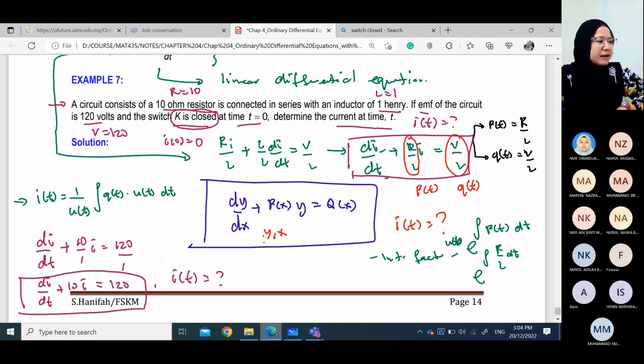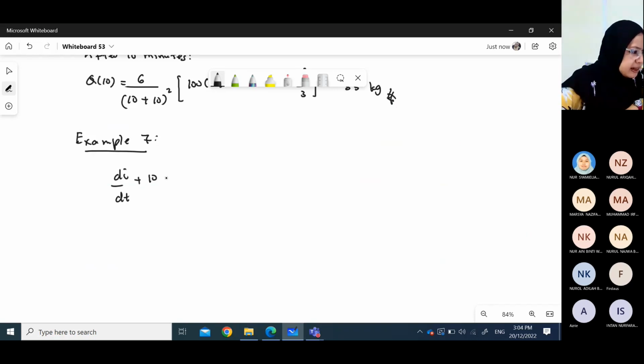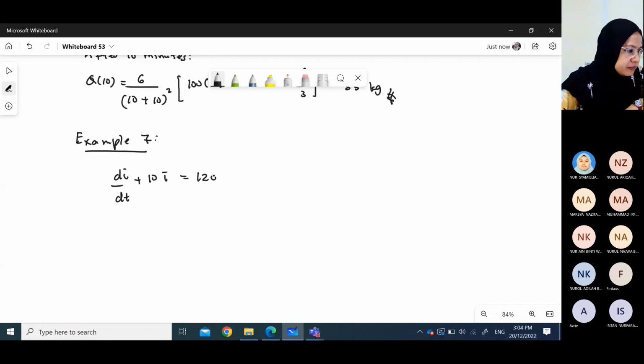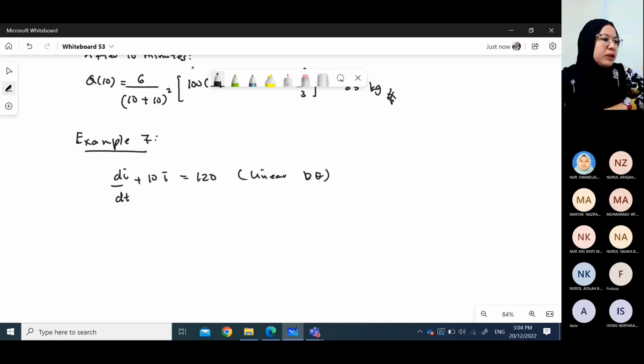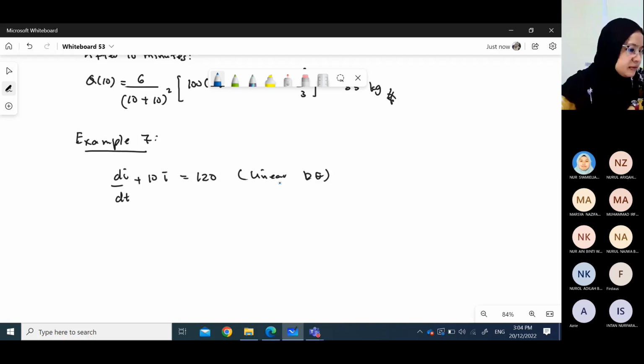Okay. Alright, so I take the equation here. So here we have di/dt plus 10I equivalent with 120. Okay, so this one is a linear differential equation. Here we need to identify P and Q. Okay, solve this.